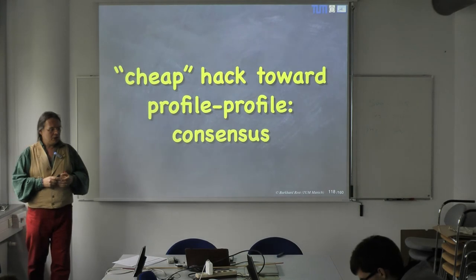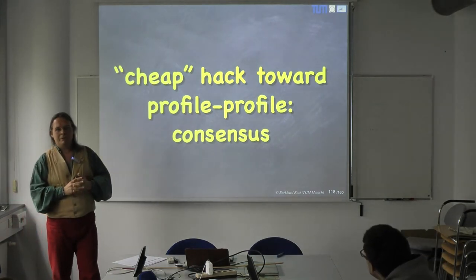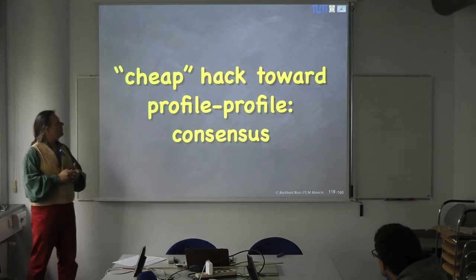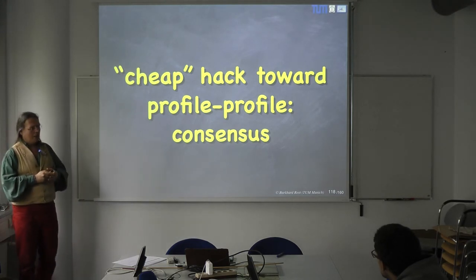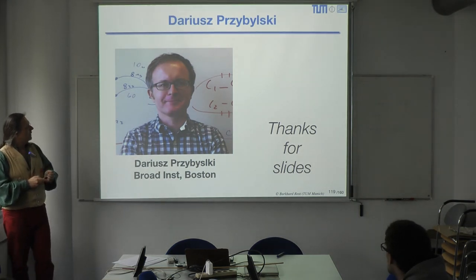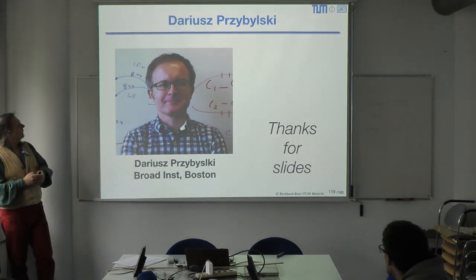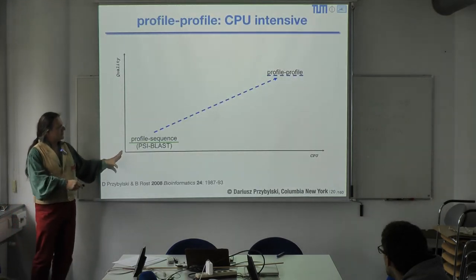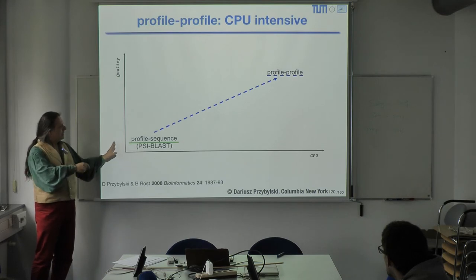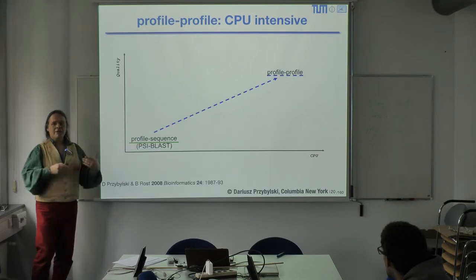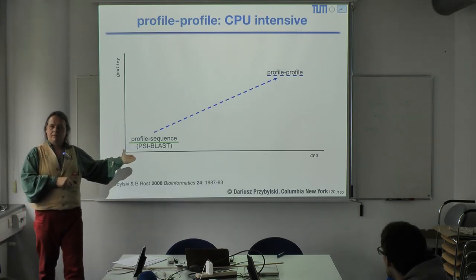Still, I would argue that the major problem with profile-profile alignment has been the technical complication. Let me give you a cheap hack toward profile-profile. Thanks for the slides to Dariusz Czybylski, who is now at the Broad Institute. I guess this is taken at the Broad Institute. So let's get back in terms of CPU quality. Profile sequence is somewhere here, so PSI-BLAST. Profile-profile is somewhere here. Can we find something in between?